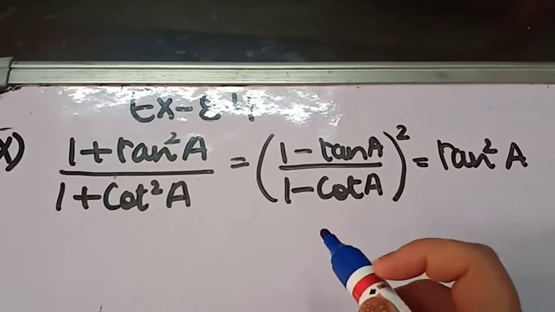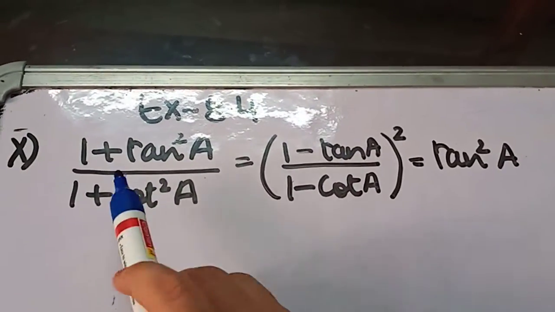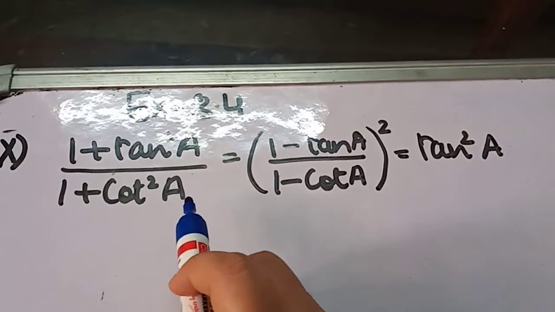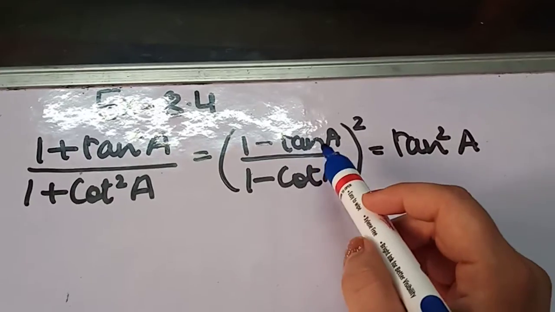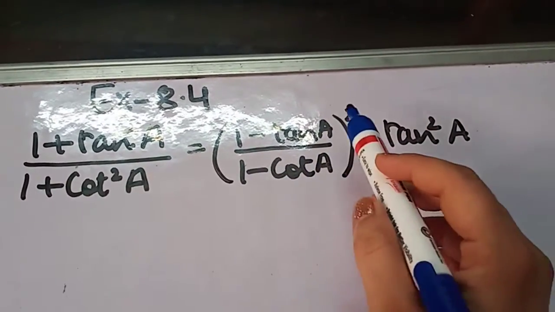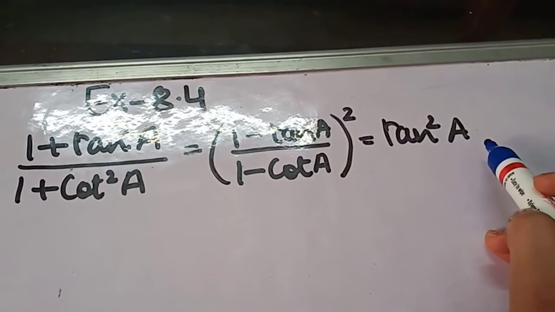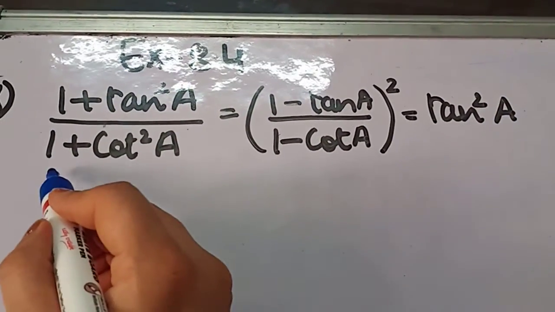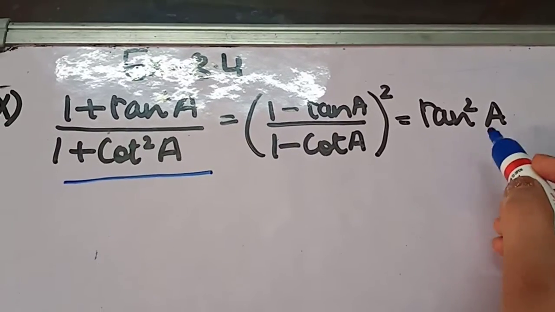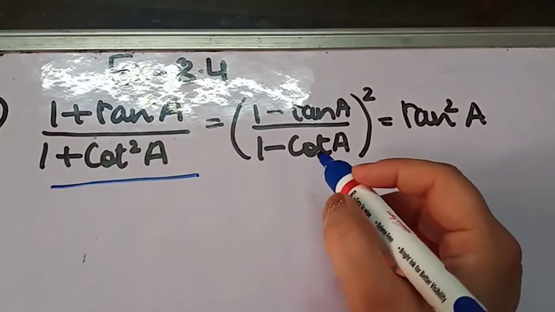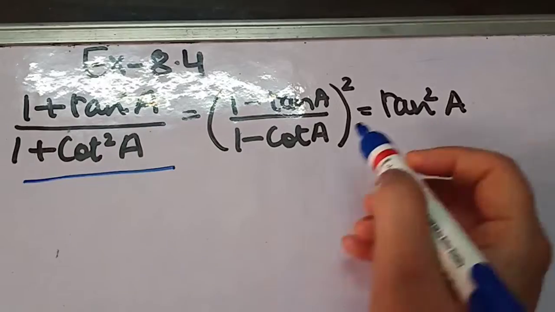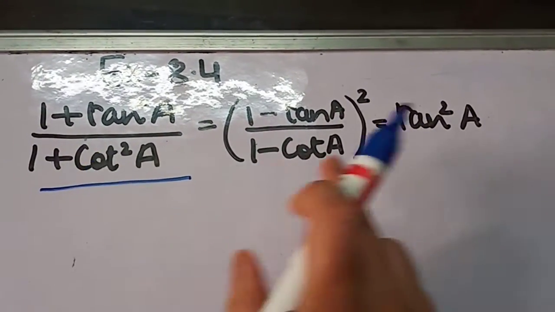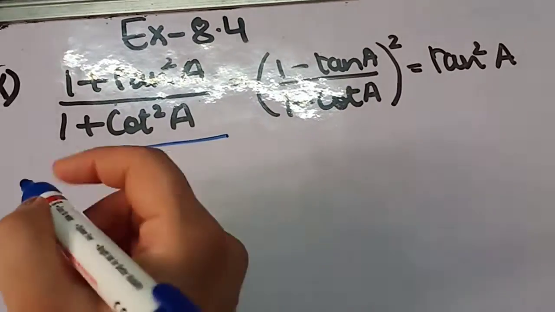Now part number 10 of question number 5: (1 plus tan square A upon 1 plus cot square A) is equal to (1 minus tan A upon 1 minus cot A) whole square, is equal to tan square A. In this question, firstly we will prove the first part is equal to tan square A, and then in the second step we will prove this one is equal to tan square A.